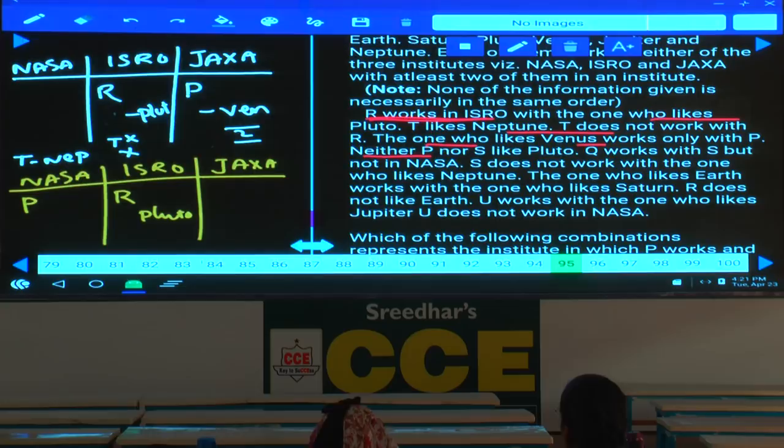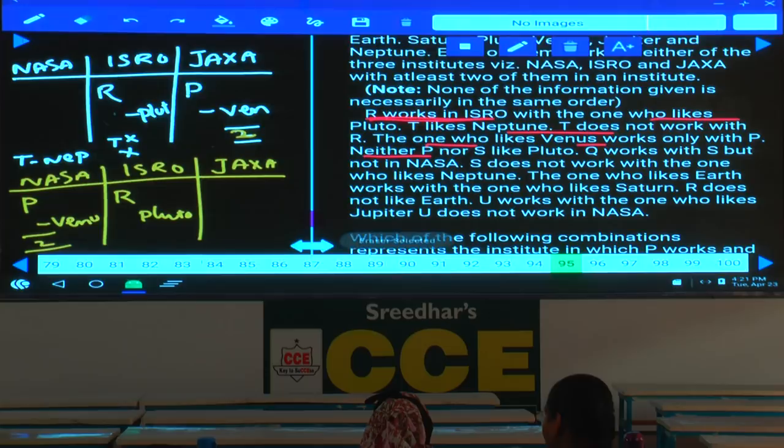P and Venus is here. In this P and Venus, there must be only two people. Here also, there must be only two people. Done with this? P and Venus. Then, now T cannot be in ISRO. That's what we have. T cannot be in ISRO. And neither P nor S likes Pluto. Then what is other information here?